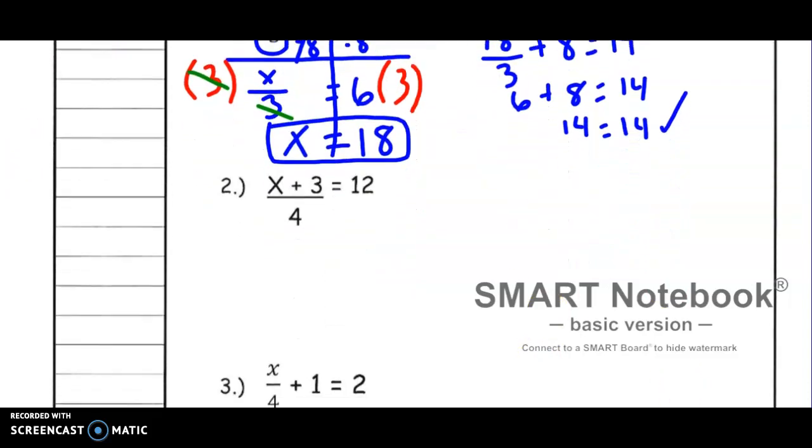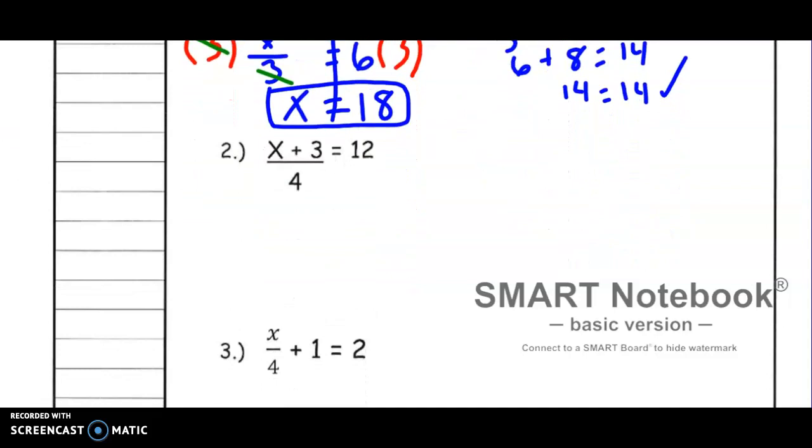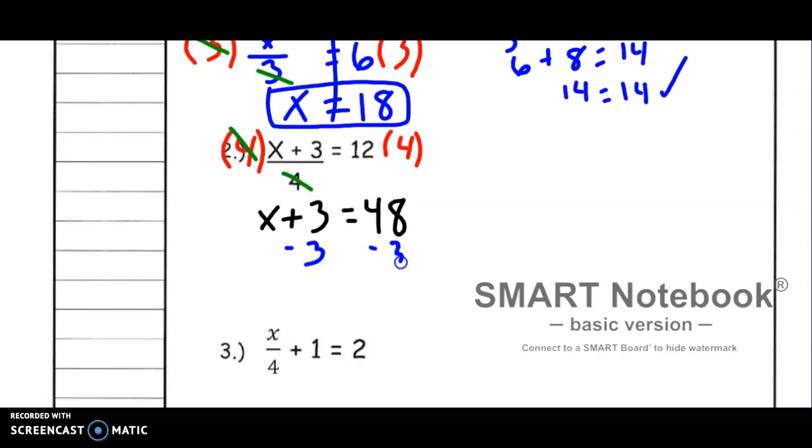Let's keep going. We're going to do the next example here. Again, it has a fraction, so the first thing I need to do is multiply by that denominator number. 4 over 4 cancels, so I still have x plus 3, and then 12 times 4 is 48. One more step to solve: I just need to subtract 3 from both sides, and I end up with x equals 45.